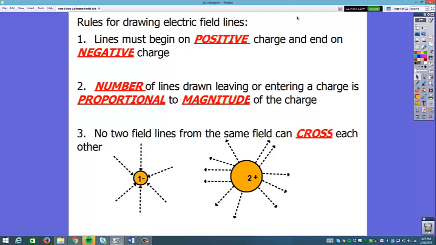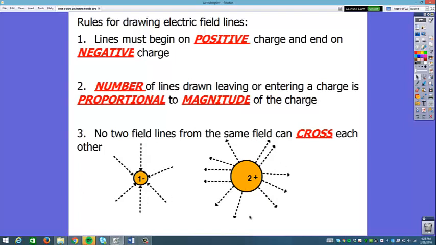Okay, so here you have that picture over here. You have a 2 plus charge and a negative 1 over here. So it means this 2 plus has to have double the amount of field lines that this object has. Okay, as long as they're double, then you're fine.